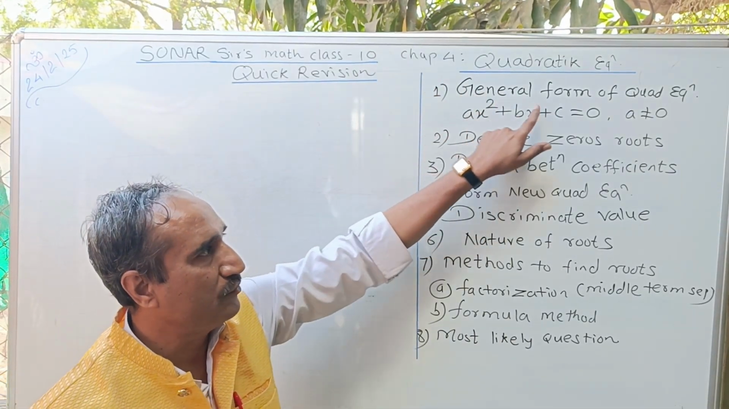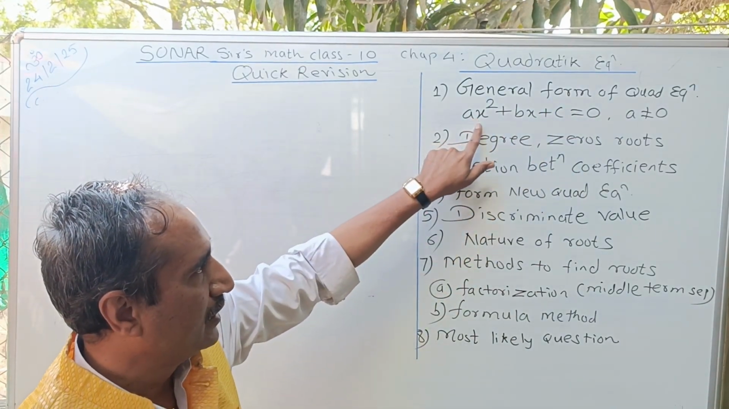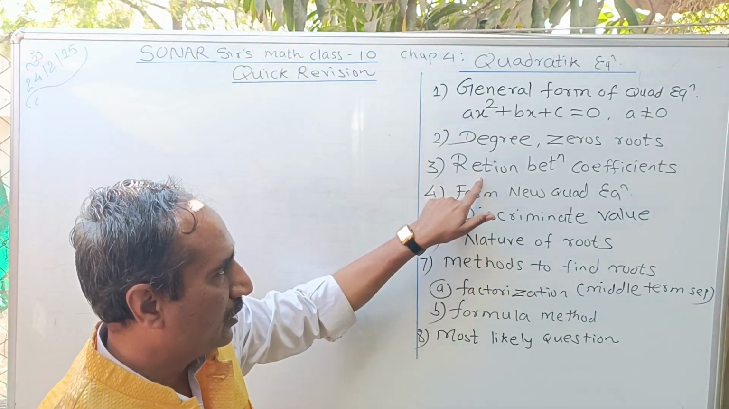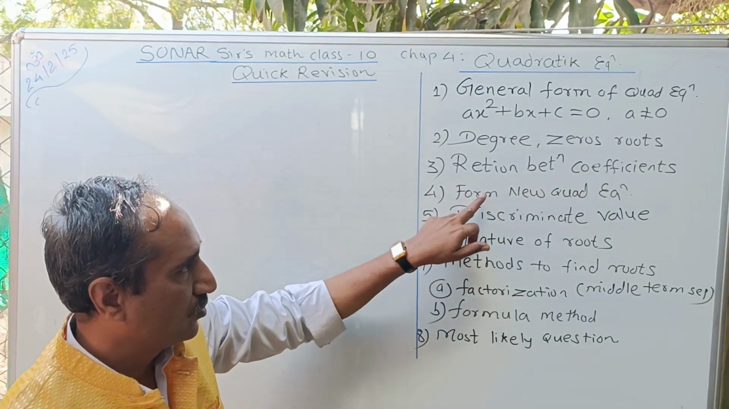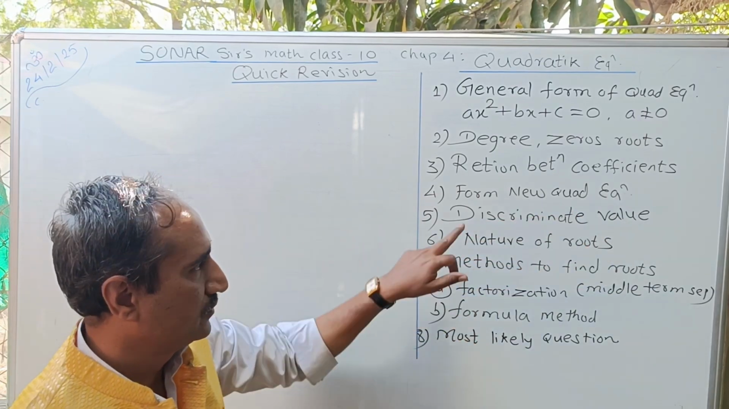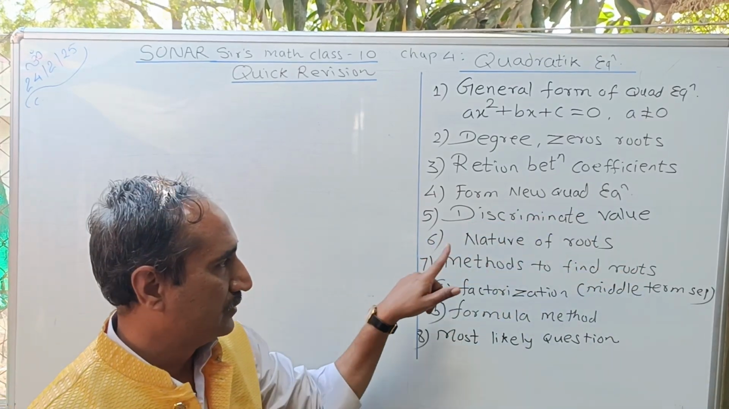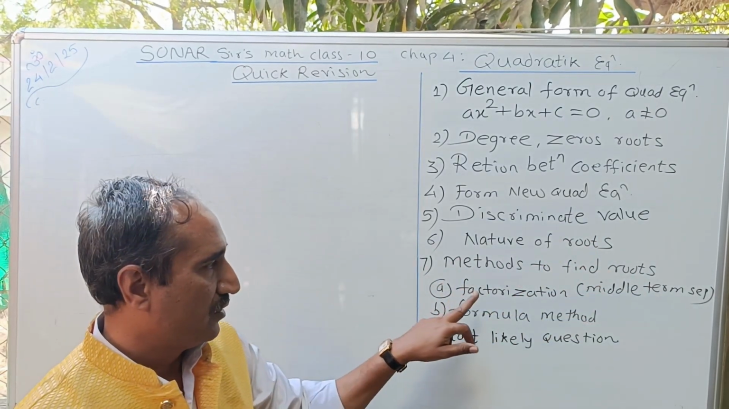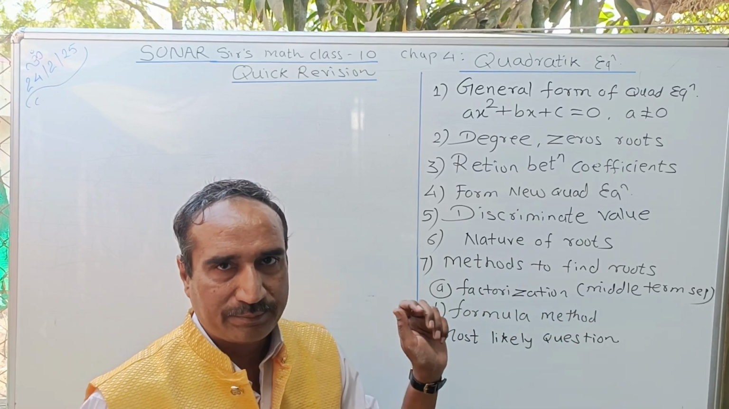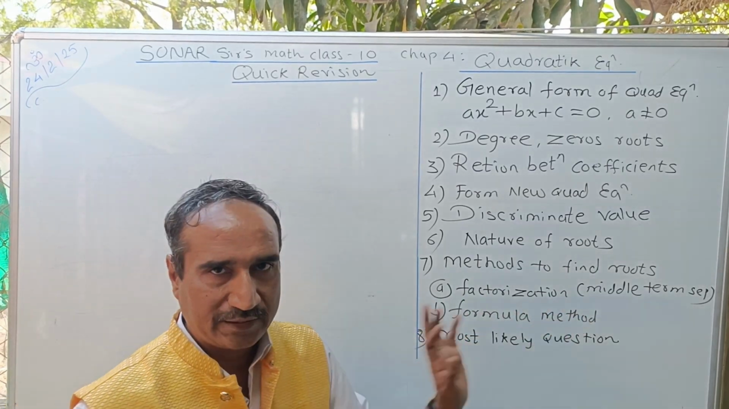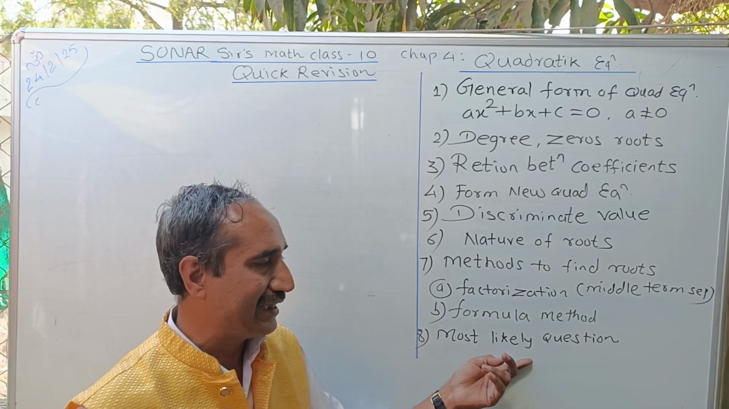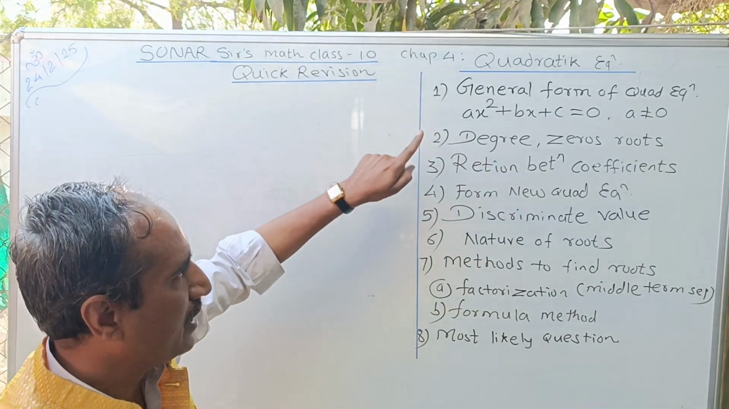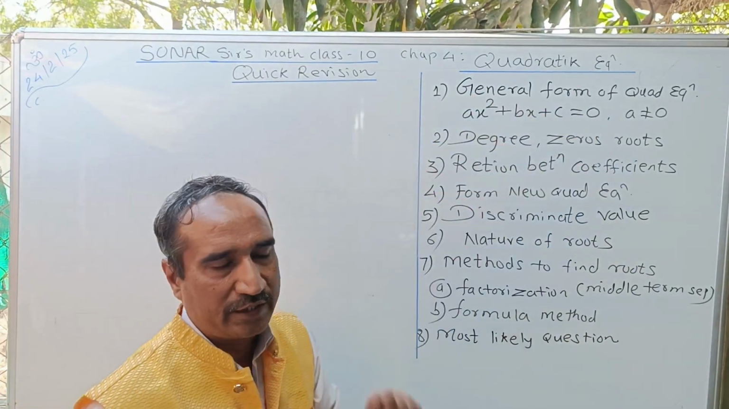First, general form of quadratic equation, then degree, zeros and roots of quadratic equation, relation between coefficients, formation of new quadratic equation, discriminant value, nature of roots, methods to find roots: factorization, that is middle term separation, and formula method. And we'll discuss most likely questions related to the chapter quadratic equation. So let's start with the general form of quadratic equation.